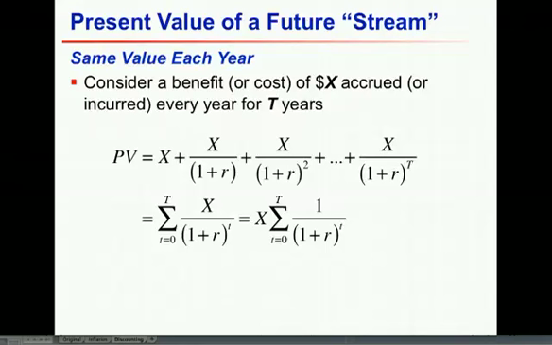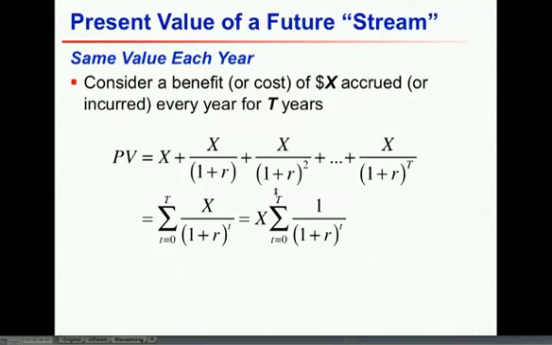If you receive X this year, it's worth X. You don't discount what you receive now. The present value of X now is X. The present value of X next year is X divided by 1 plus R. The present value of X 2 years from now is X over 1 plus R squared. So you sum up all of the present values, which in summation notation is given as below at the bottom.